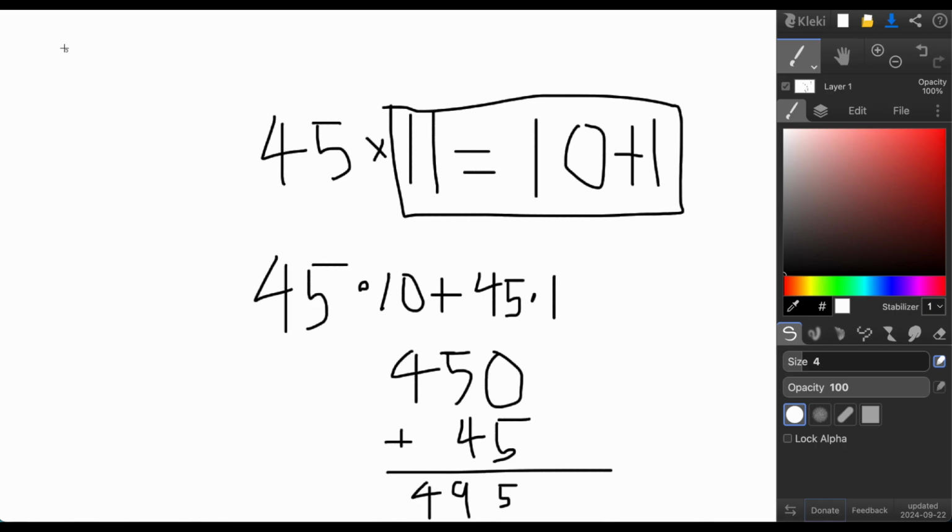So let's see if this works with another one. Let's say 23. Okay, 230 and 23. And you can pretty much see that it works again. 2, 5, 3. Why don't you give a few minutes to see if you can see why this works.